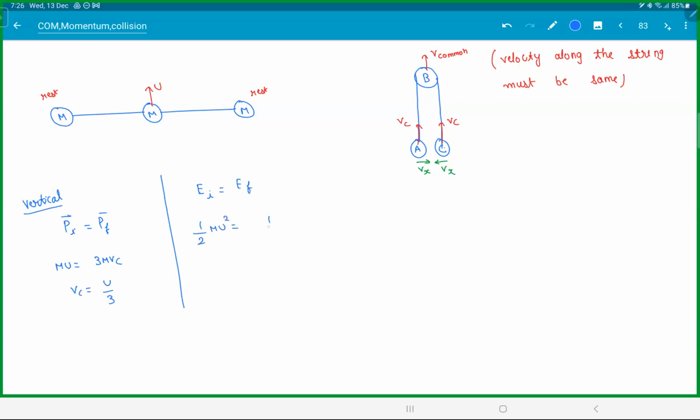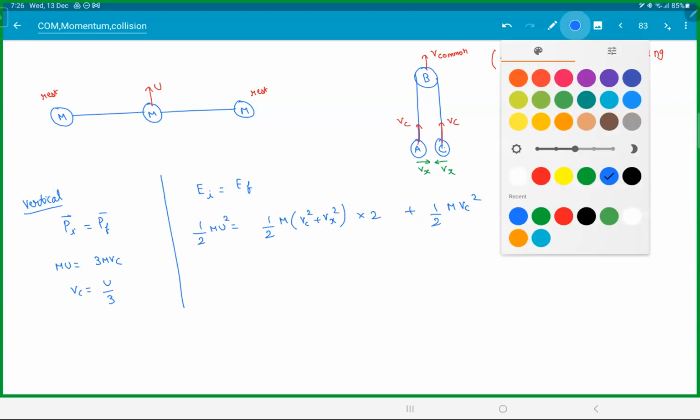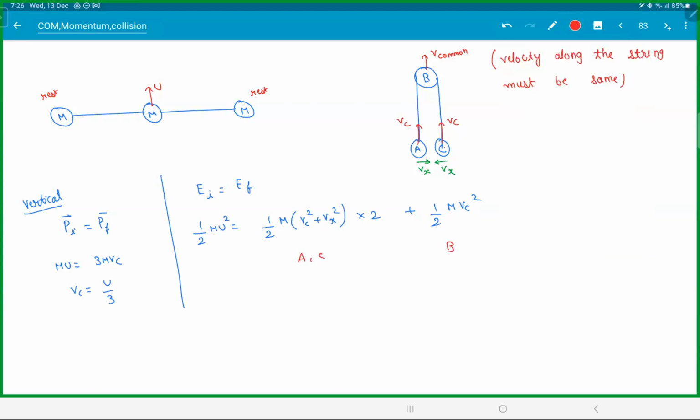Initially only B is moving, and finally this would be half m (vc square plus vx square) into 2 times, because there are 2 of them, plus half m vc square. This is for A and C, and this is for B. This is the energy of A and C. Anyone confused with the steps, please ask. And then take VC and substitute here. That will be half m u square equals 3 by 2 mvc square plus mvx square.